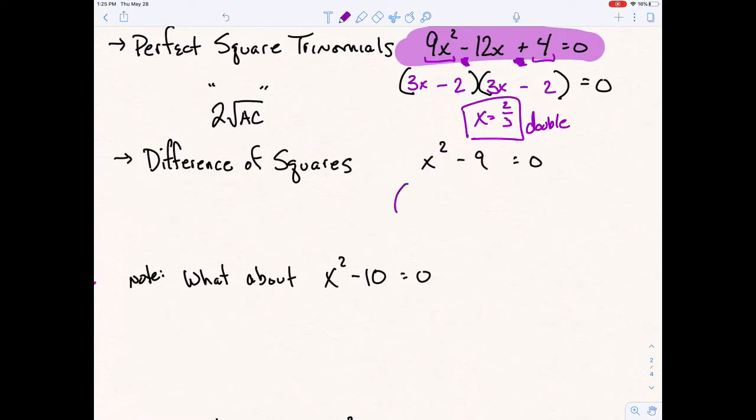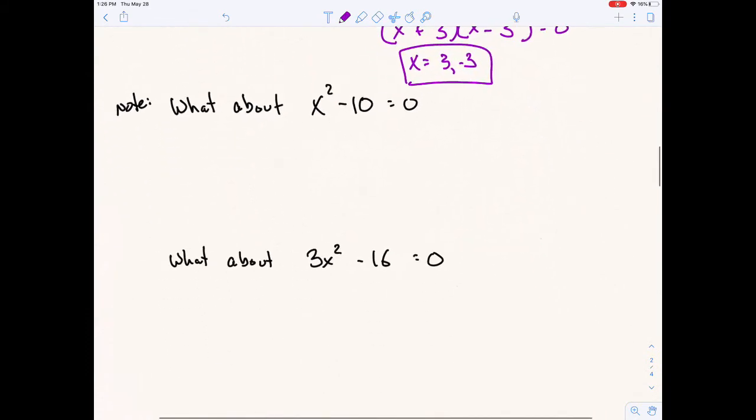So x squared is literally just x times x. 9 is 3 times 3. The signs have to be different because when you multiply them together, you get a negative. And you're going to get x is 3 and negative 3. One more time, both answers come out good.